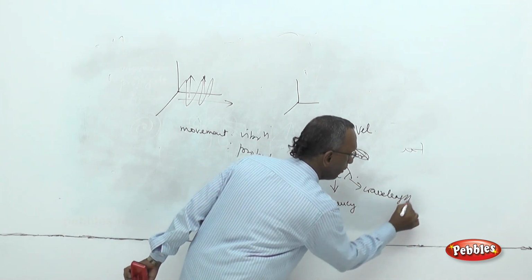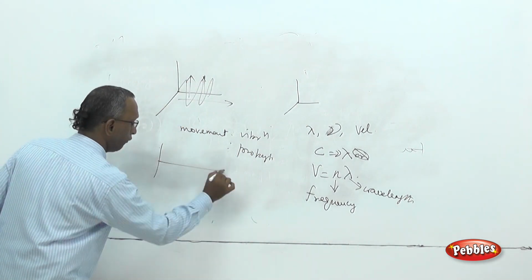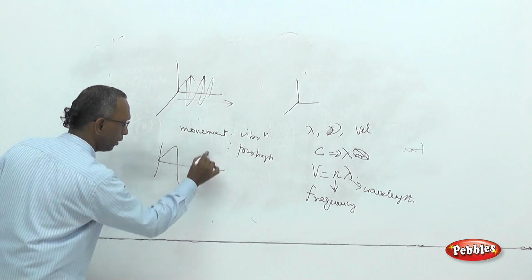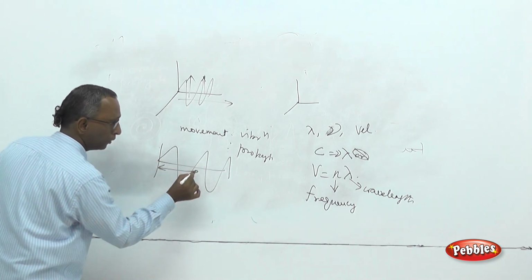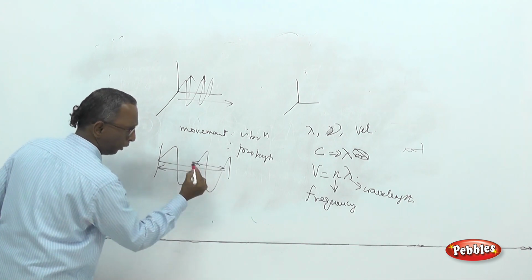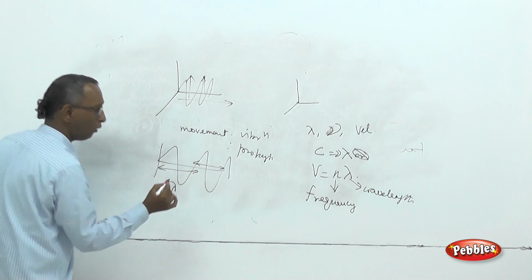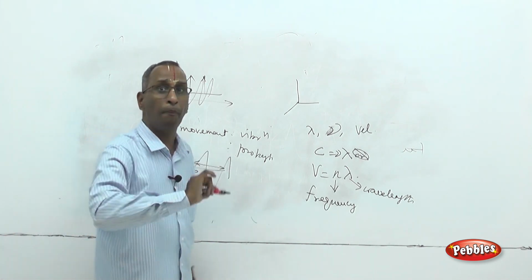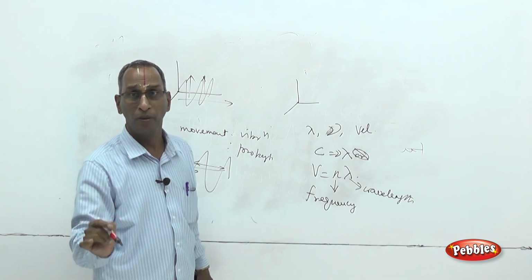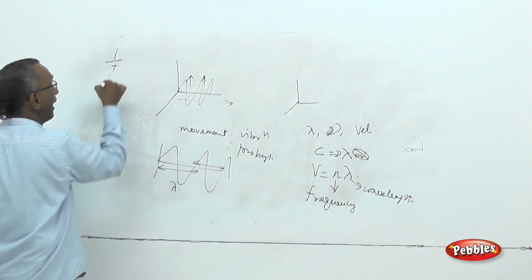Wavelength, as the name implies, is the length of one particular wave. What is meant by the length of one? This is a general wave. This portion is called one wave, and this portion is called another wave. So it is made up of a number of waves. How many waves cross a point in unit time? That is called frequency. So frequency is the reciprocal of time.